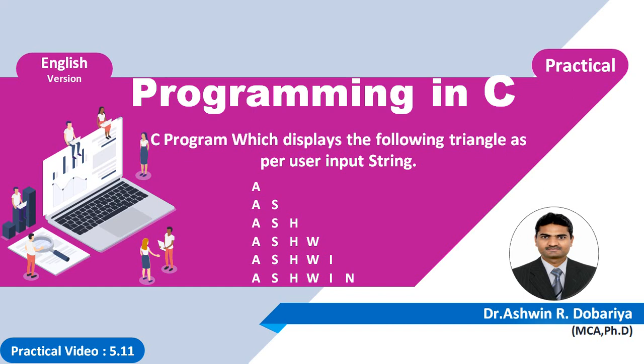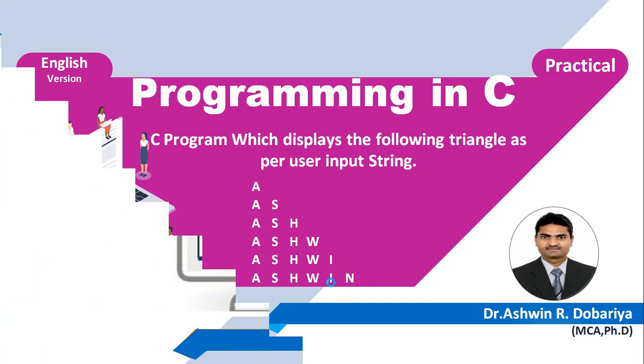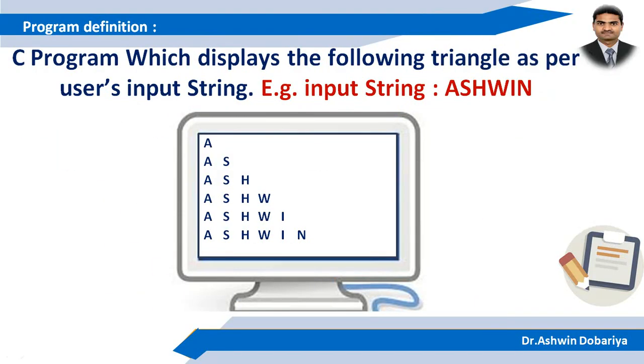In this video we will discuss a triangle program according to the input string. It means suppose you enter one string, suppose if I input my name like Ashwin, then the triangle will be generated based on our input string like A, AS, ASH, ASHW, I and N. So let's start how we can generate this kind of triangle.